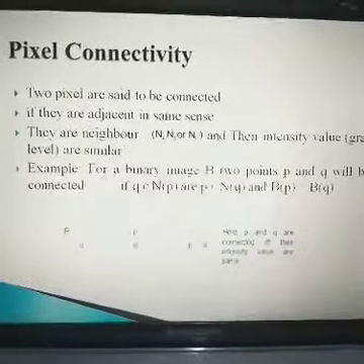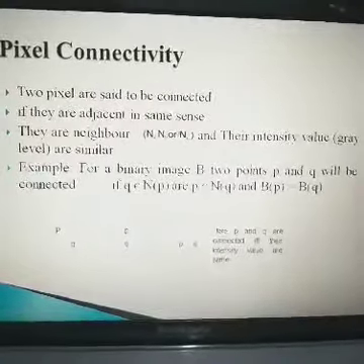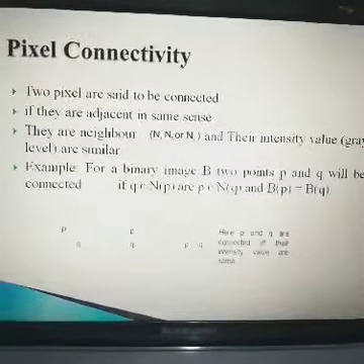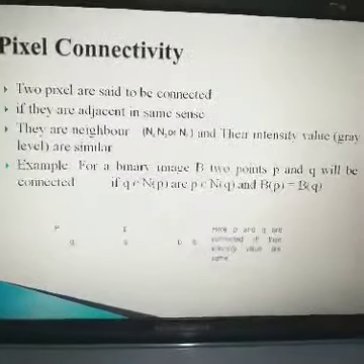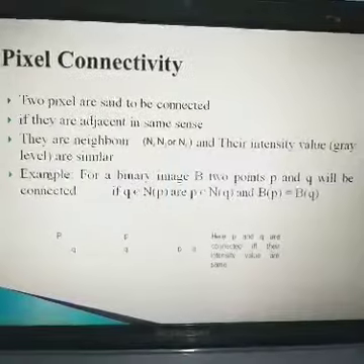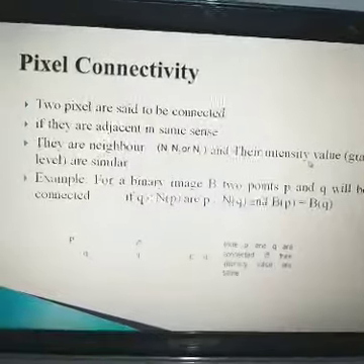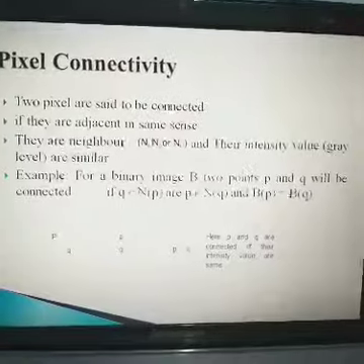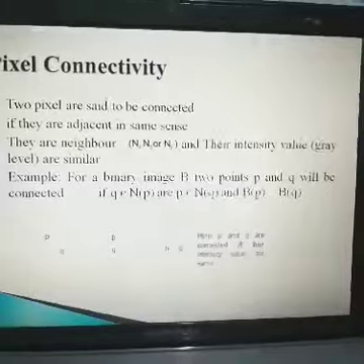Two pixels are said to be connected if they are adjacent in the same sense. They are the neighbors. The neighbors are 4 horizontally and vertically, 2 plus 2 is 4 in total, and diagonally they can also be neighbors. In combined form we can say there are 8 neighbors, that is N8, and their intensity value is also known as the gray level value. Intensity value, gray level value, or pixel value are the same. So if all these are similar, then they are connected with each other.